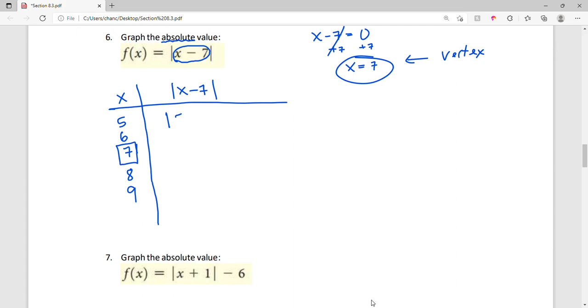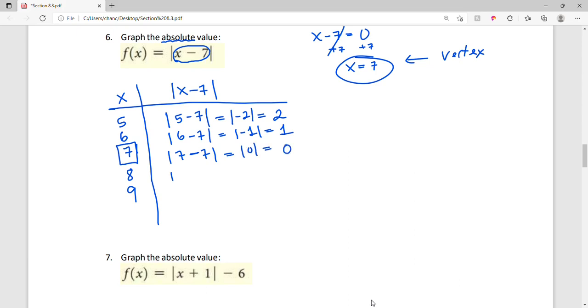Let's start with a 5. We'll plug in a 5. 5 minus 7, that's negative 2. So we'll have to take the absolute value of negative 2, which gives me a positive 2. For the next one, we'll plug in a 6. The absolute value of 6 minus 7 is going to give us the absolute value of negative 1, which is positive 1. When we plug in a 7, 7 minus 7 gives us 0. The absolute value of 0 is just 0.